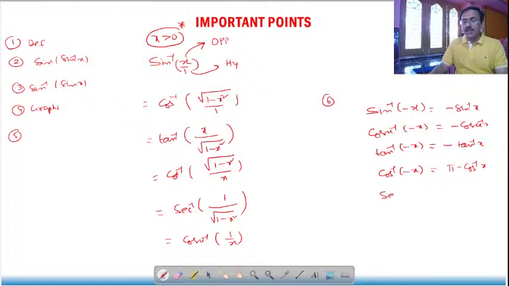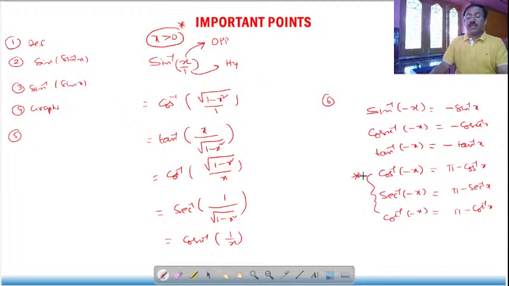So similarly, secant inverse of minus x you can write as pi minus secant inverse x. In the same way, cot inverse of minus x you can write as pi minus cot inverse x, friends. So interestingly, for these three functions, pi minus comes because of their range. This is another important one. Now if at all you want to write based on this, first you simplify this, next you can apply this formula.